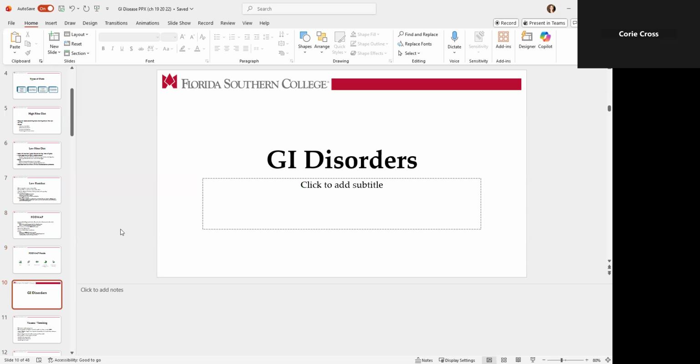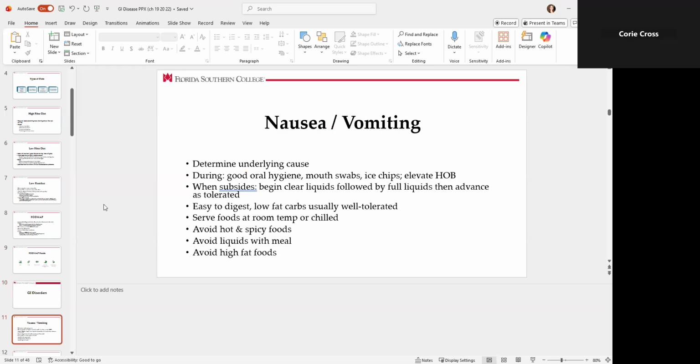All right, so with our GI disorders that we're going to talk about, this is covering upper and lower GI disorders. So we're going to start with the upper. So nausea and vomiting. With nausea and vomiting, this may be related to a number of causes. So determining the cause can help in the treatment. The short-term concern is fluid and electrolyte balance. IV supplementation can assist in keeping the patient hydrated until they're able to maintain oral intake.